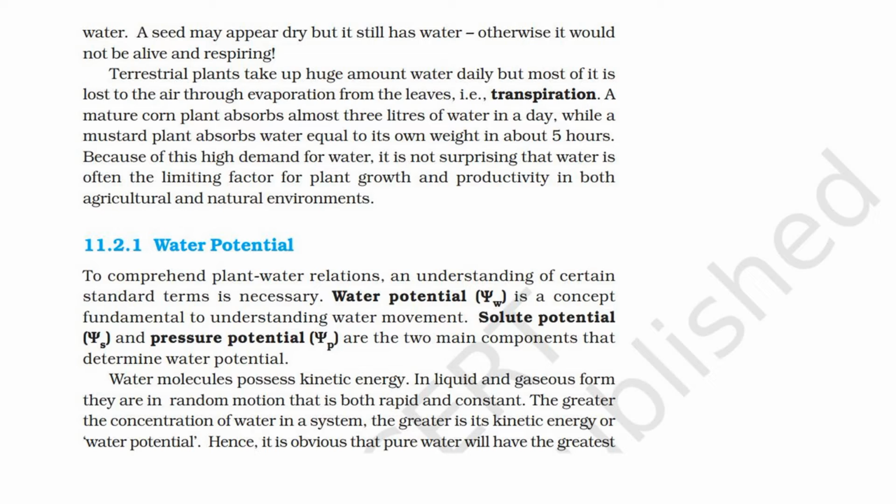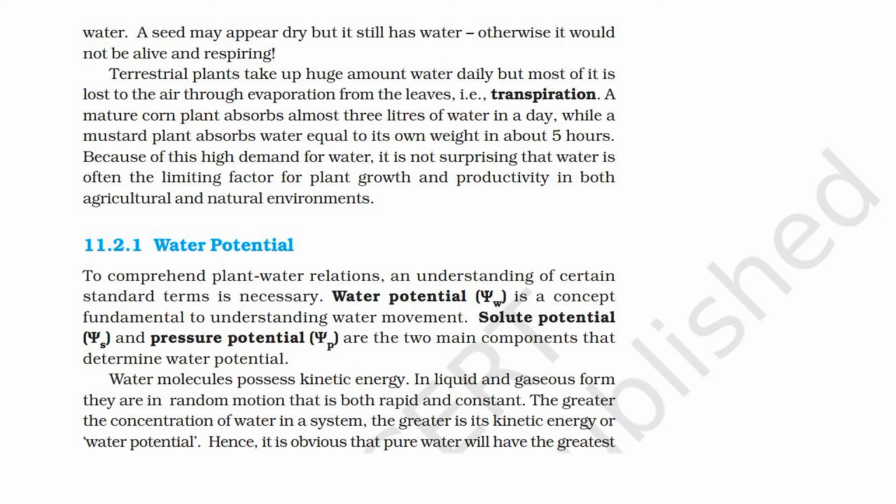Terrestrial plants take up huge amounts of water daily, but most of it is lost to the air through evaporation from the leaves, that is, transpiration. A mature corn plant absorbs almost 3 liters of water in a day, while a mustard plant absorbs water equal to its own weight in about 5 hours.